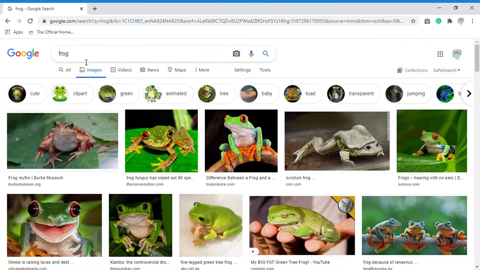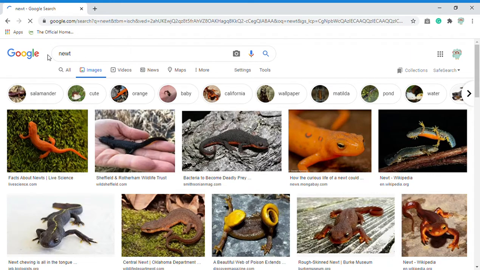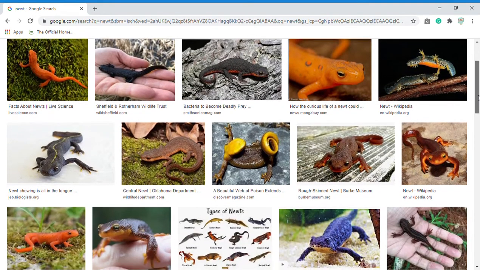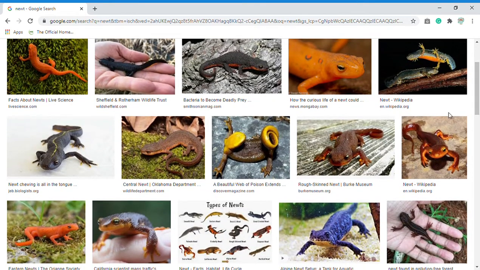So those are our frogs. I'm moving on to the next one. The next one they say is a newt. Let's take a look at what a newt is. What does a newt look like? These are the cutest little things. Look at it. Oh, look at it in the water. This is cute.